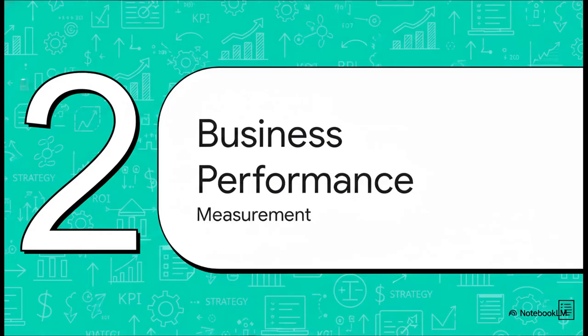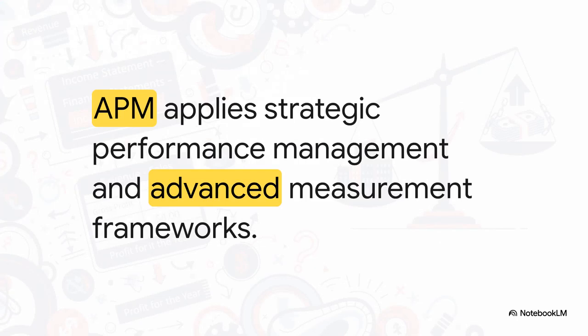Section 2, Measuring Business Performance. So, APM is a massive shift in how you need to think. We are not just looking at short-term financial variances and simple standard costing anymore. We're talking about strategic performance management, behavioral issues, integrated reporting, and advanced measurement frameworks. It's really about how measurement impacts human behavior, and ultimately, how to drive long-term shareholder wealth.